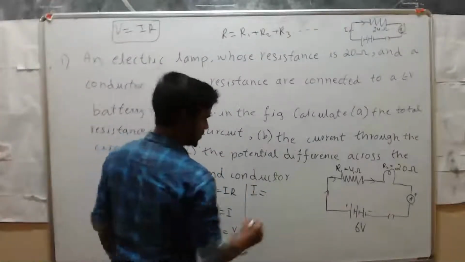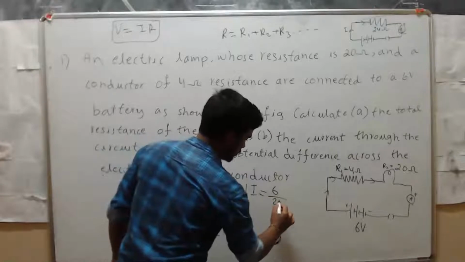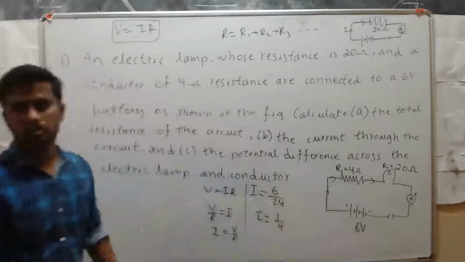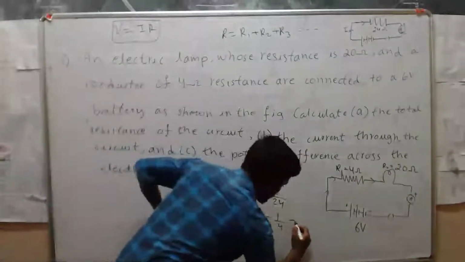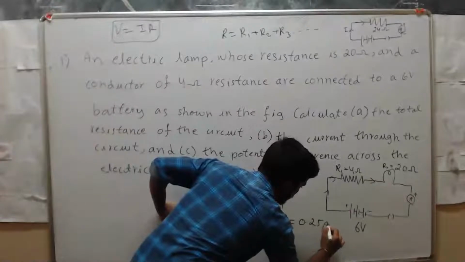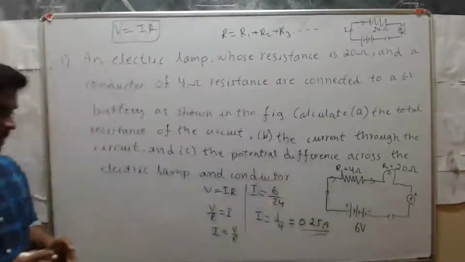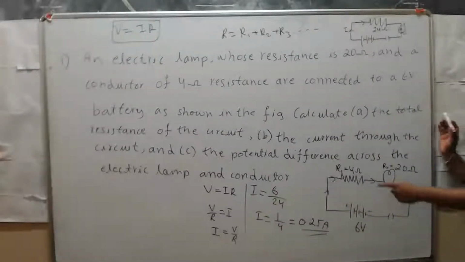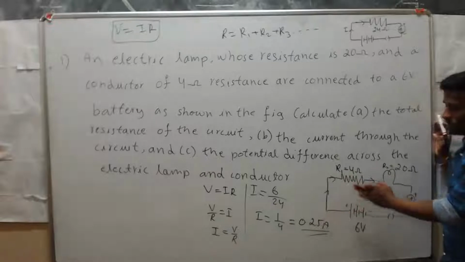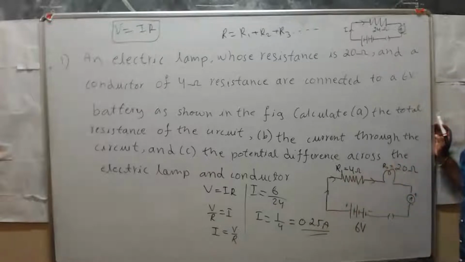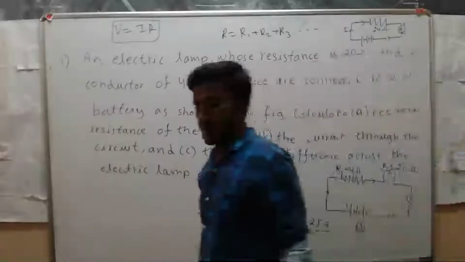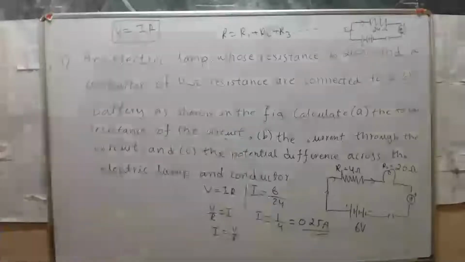Okay. So substitute the values. I is equals to V is 6 divided by 24. 6 ones are, that is 1 divided by 4. So 1 by 4 is equals to 0.25 ampere. Okay. So total current in the circuit, that is 0.25. So now here current across this resistor is 0.25. Current across this resistor also 0.25. Okay. Why? In the series circuit, current is constant in the circuit and also across the individual resistors.